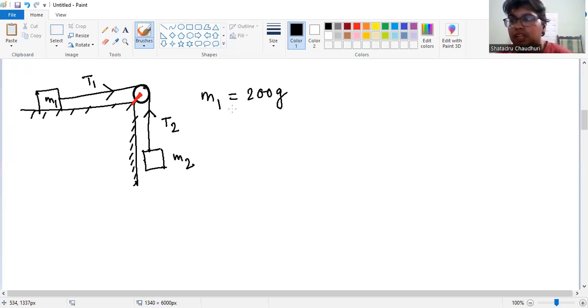So if it is a frictionless system, we don't have to bother about the friction now. And M2 equals 100 grams. Now the question is: with what acceleration will this body M2 move, and what will be the tension on the string?